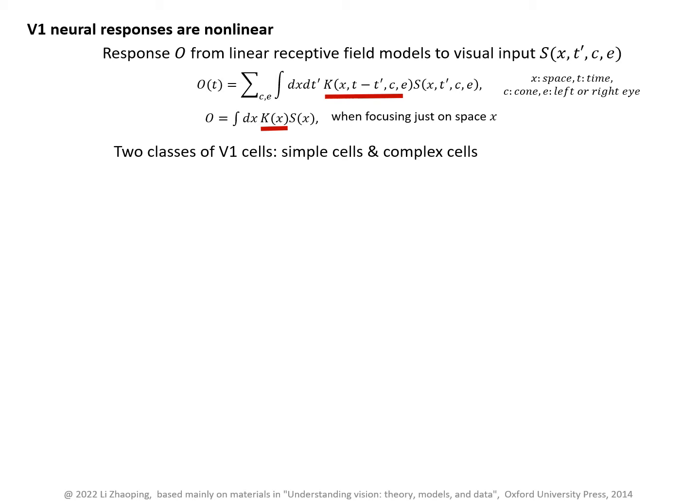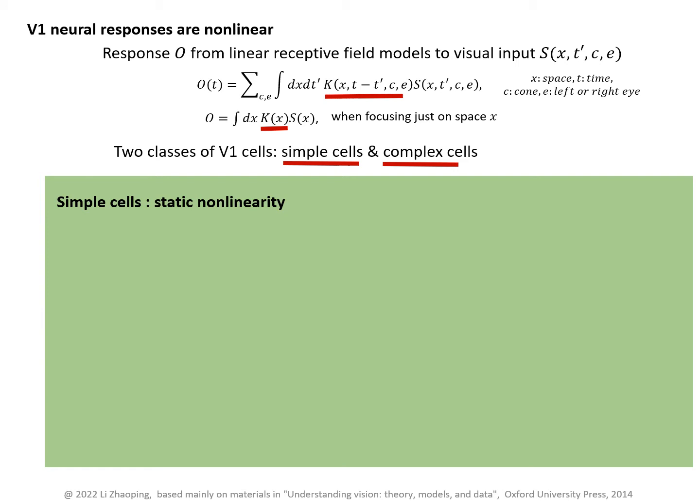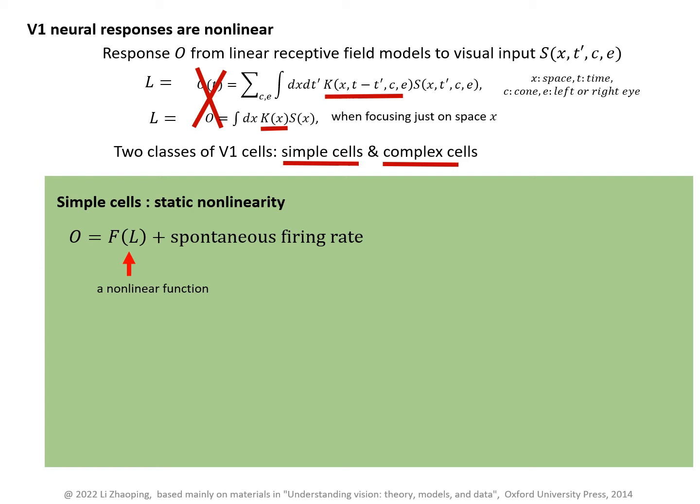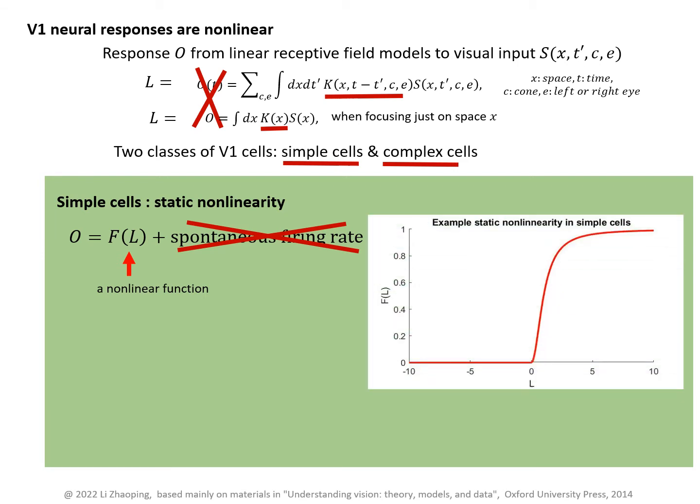A characterization is to treat V1 neurons as if each belongs to just one of these two classes, simple cells and complex cells. Simple cells have static nonlinearity so that in many respects one can approximate them as linear. So if we denote the outcome of this linear operation as L, then the response or outcome O from simple cells follows a static nonlinear function of this L. When we ignore the spontaneous firing rate, which is usually near zero in V1 neurons, this is a typical depiction of such a nonlinearity for a neural response O along the vertical axis versus the linear outcome L along the horizontal axis.